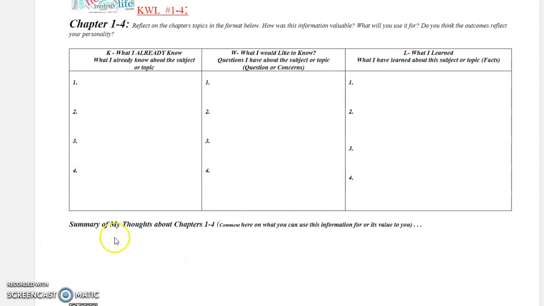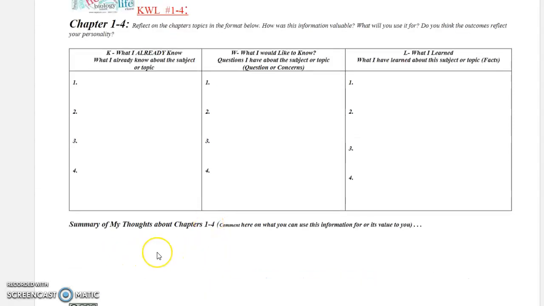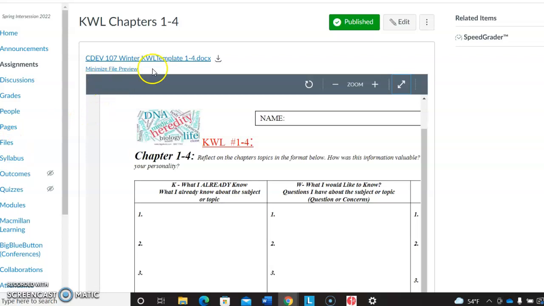Then down here, summary of thoughts. That's when you're going to reflect. So what you see up here, you'll be answering right here in the short little paragraph. Again, how is this information valuable? What will you use it for? Do you think the outcome reflects your personality? So that is what you will be writing in here. Make sure to indicate those questions, your answers in here, because a lot of times I will just get this portion and you will not receive full credit unless you answer that as well. So you want to make sure to complete the whole assignment.